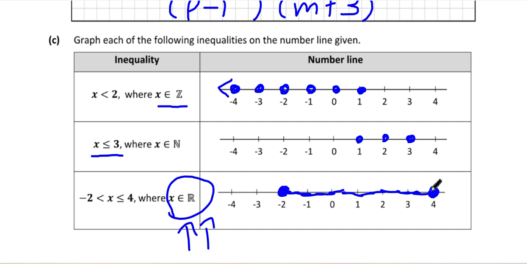Okay. Hands up if you know the mistake. The 2. What do you want me to do with it? Make it a hollow circle. Thank you very much. A hollow circle means minus 1.999 is allowed, but 2 isn't. Has to be a hollow circle.